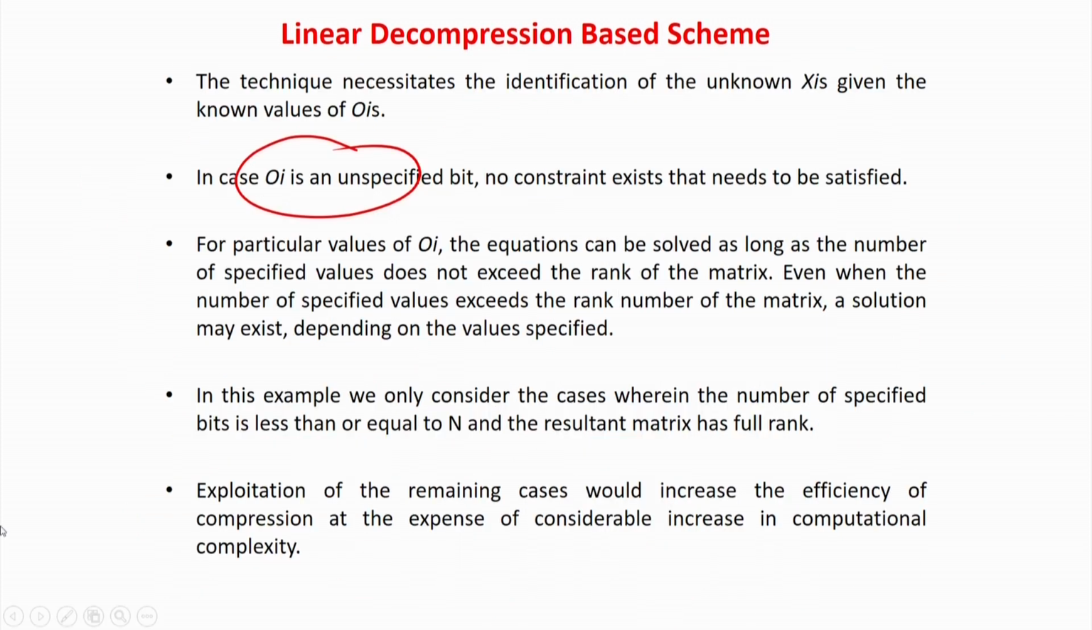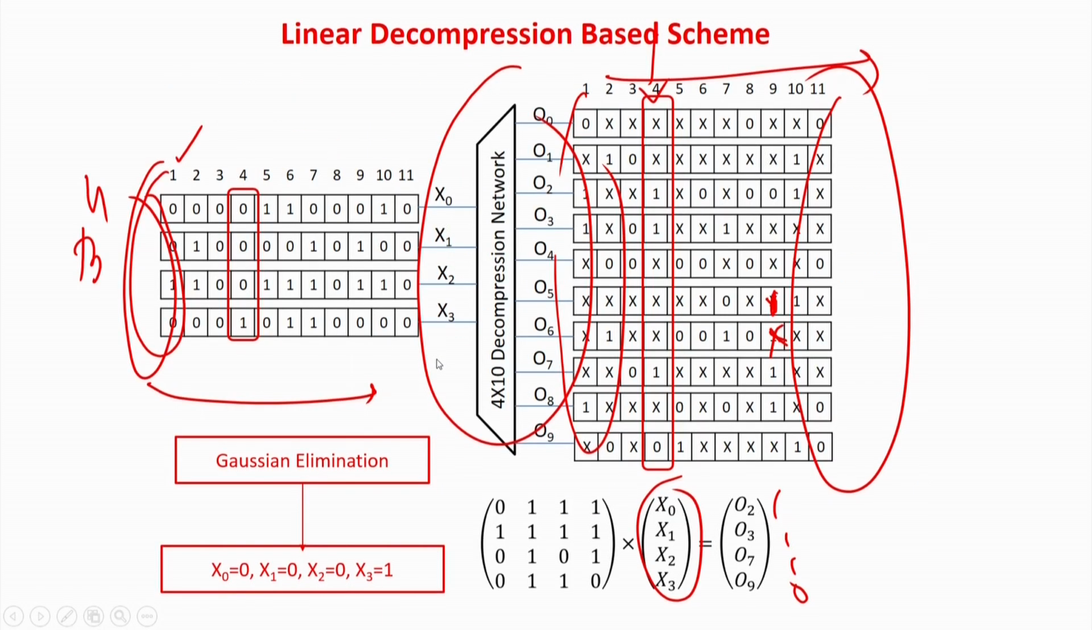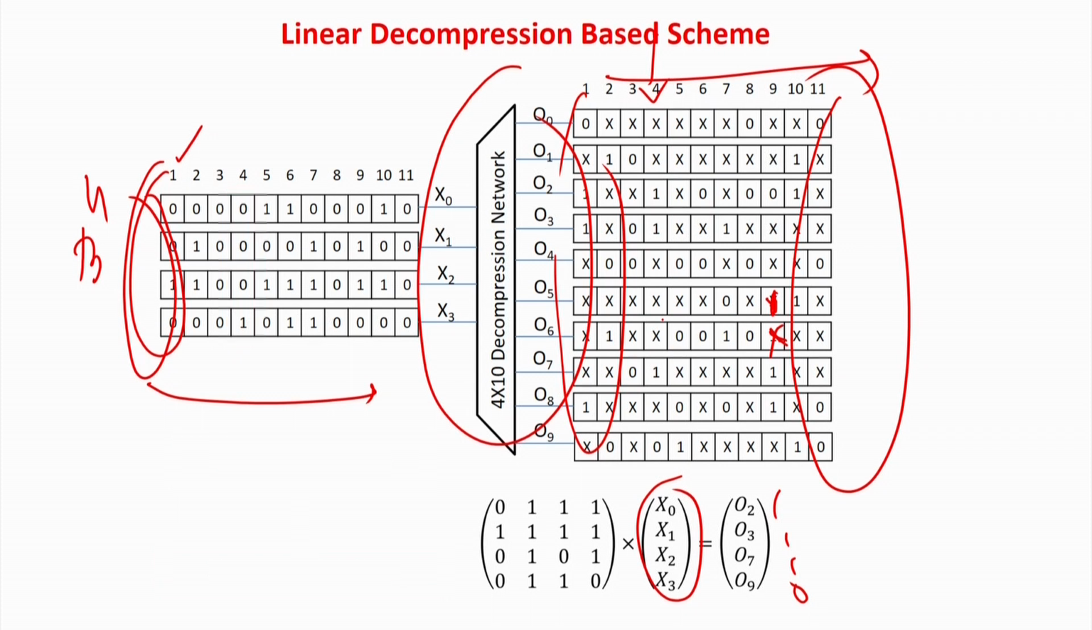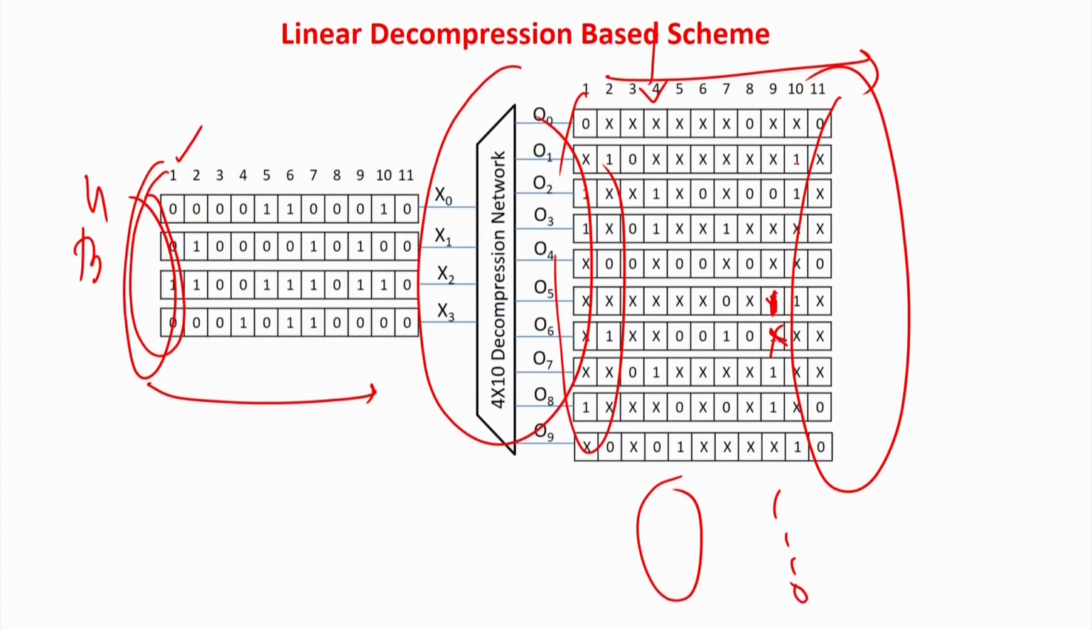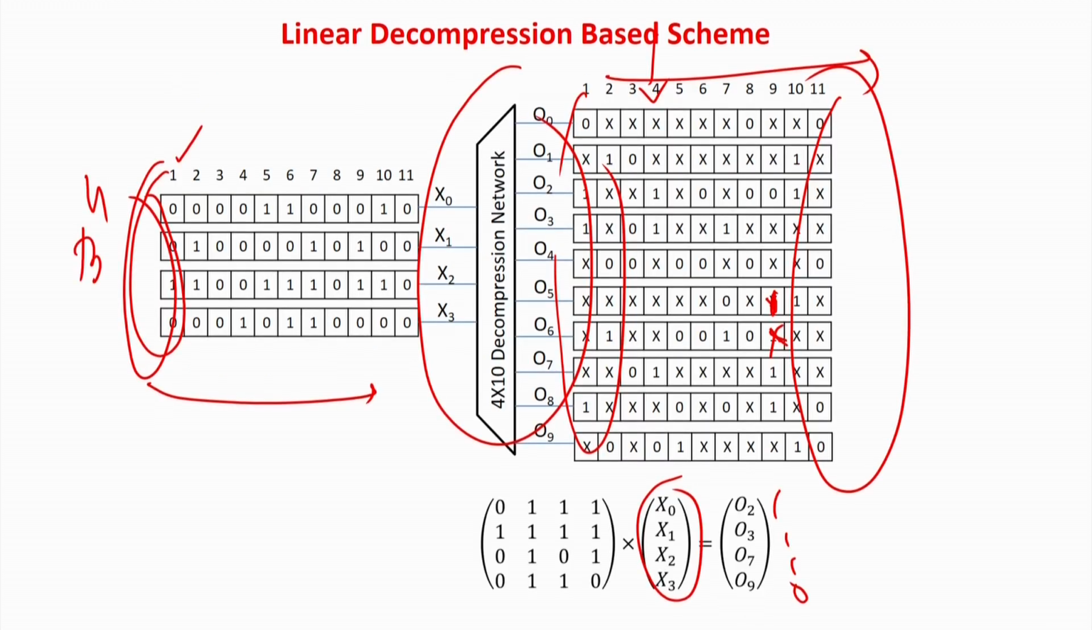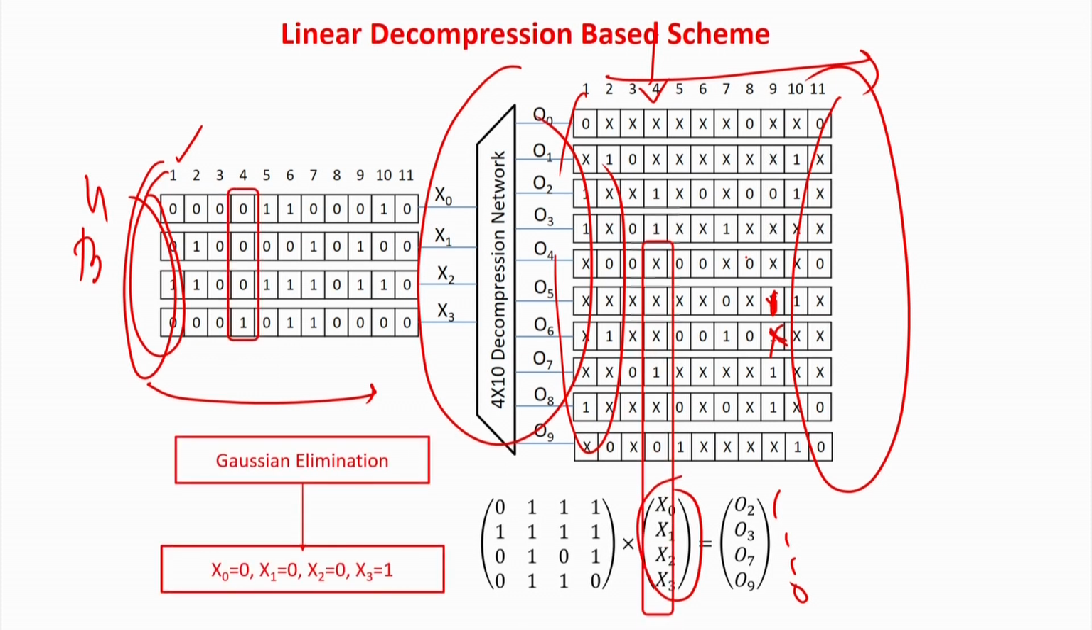So there is a plain theory saying that for particular values of oi, the equations can be solved as long as the number of specified values, that is, specified values means those which are non-x in oi, do not exceed the rank of the matrix. Even when the number of specified values exceeds the rank of the matrix, a solution may exist depending on the value specified. Then we do not guarantee. So in this case, if you see, we have taken only 4 as specified bits. And as I told, it is a full rank matrix, so all columns are independent. So here I can safely put 4 specified values in each of the patterns. So in this case I am always able to get a solution.